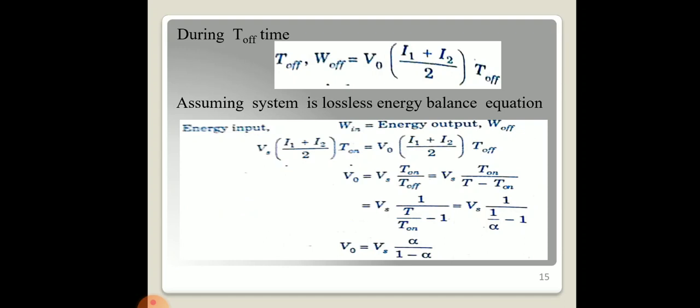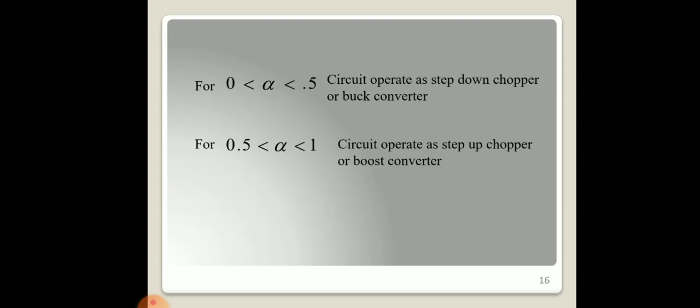Consider the system lossless. So the energy balance equation, W in is equal to W out. So we obtain V0 is equal to Vs times alpha upon 1 minus alpha. When alpha is greater than 0 and less than 0.5, it works as a step down chopper, and when alpha is greater than 0.5 and less than 1, the circuit works as a step up chopper or boost converter.